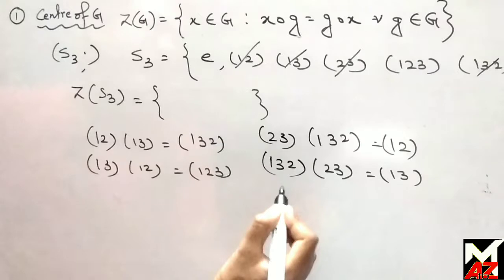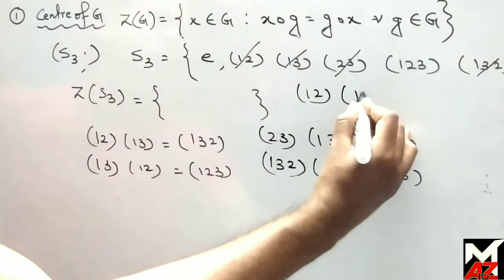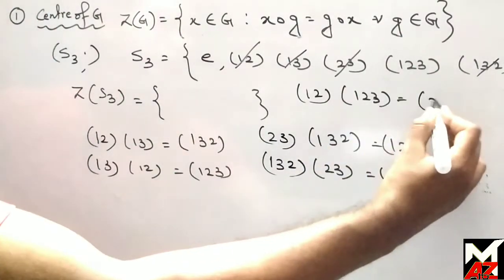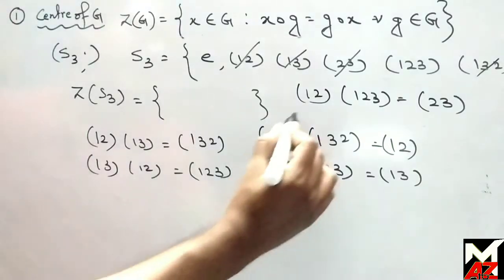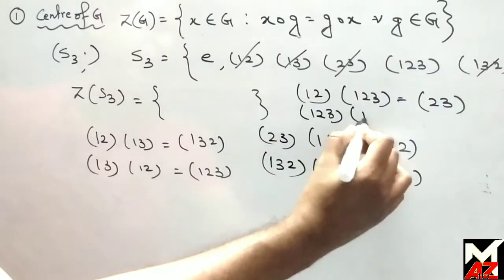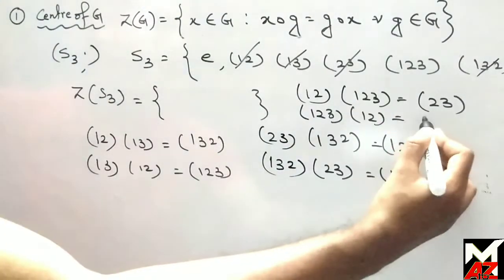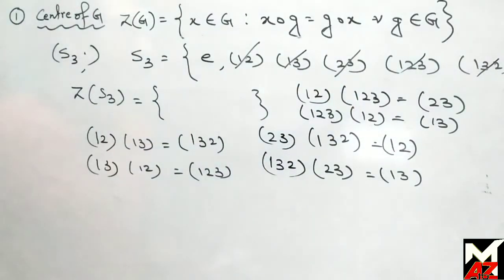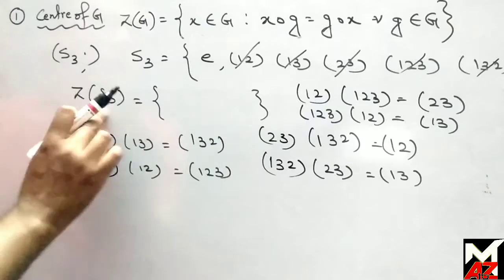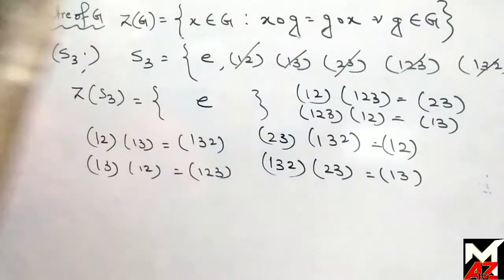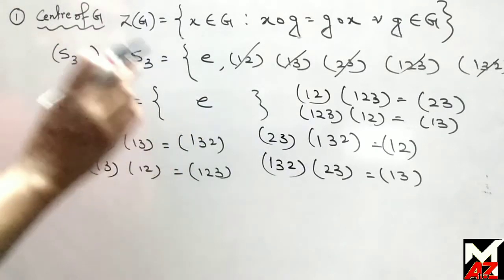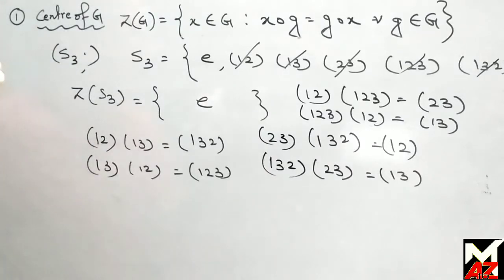And if we take (12) and (123), then we get this is (23). But if we take (123) and (12), then we get this is (13). So (123) is also deleted from this set. So here Z of S3 is the trivial subgroup, because we know that the identity element always commutes with every other element, right?